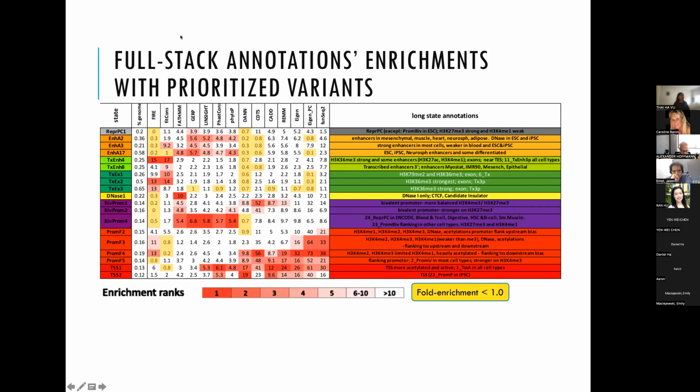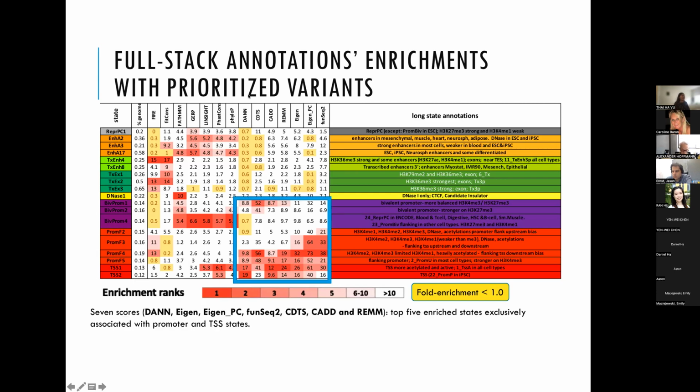We also looked at the enrichment of the full stack states with prioritized variants. These are prioritized variants ranked by 14 different methods that have been published before, used to prioritize genetic nucleotides based on how conserved they are, or how likely they are to have an effect on phenotype. You can see that 7 different scores show that the top 5 most enriched states are exclusively promoter or transcription start site states.